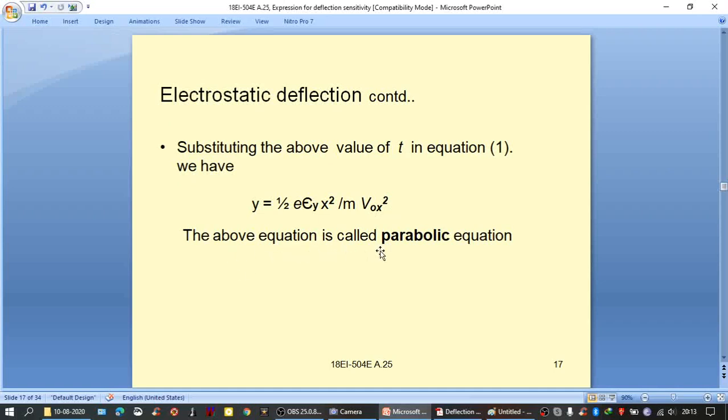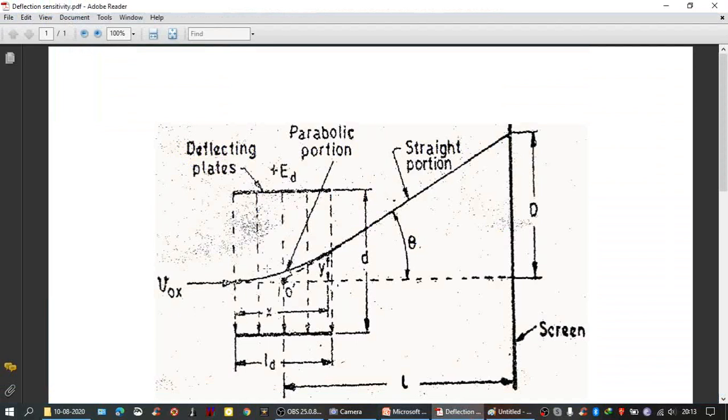The above equation is called a parabolic equation. Now, just like this, here this is the path of parabola.